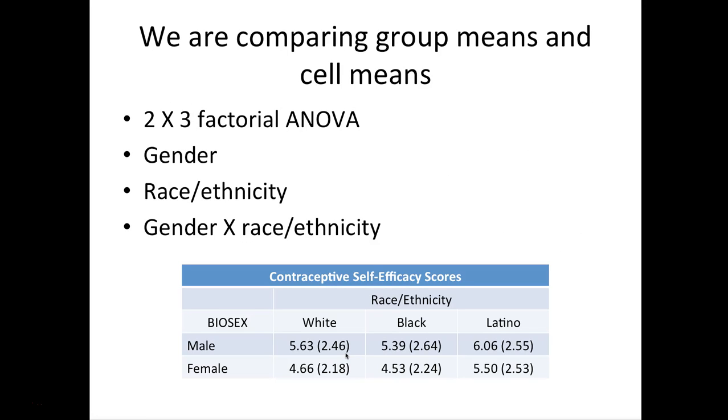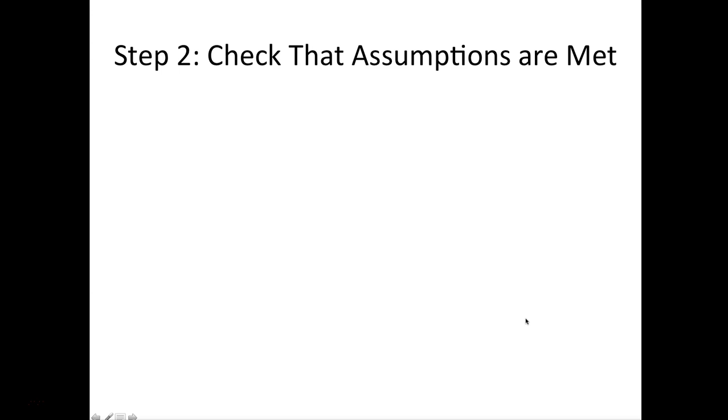In this situation, we're conducting a 2 by 3 factorial ANOVA, and our independent variables are gender and race and ethnicity, and we're also looking at the interaction between gender and race and ethnicity. So again, coming back to this model here, essentially we're comparing 6 groups. When we have a 2 by 3, we'll have 6 groups, and you can see how these groups get exponentially larger the more variables and levels that you add.